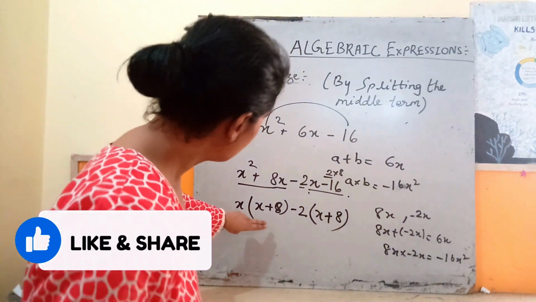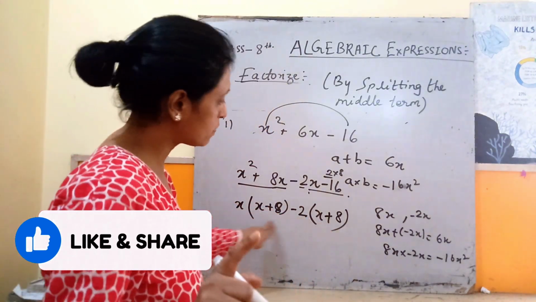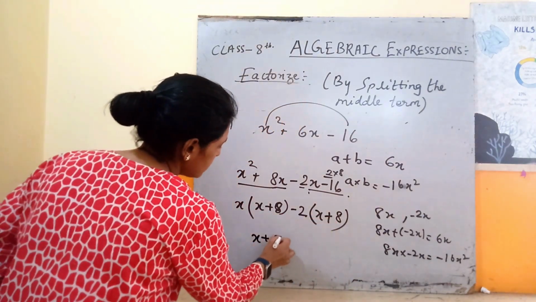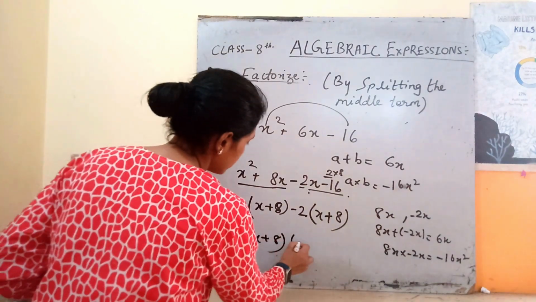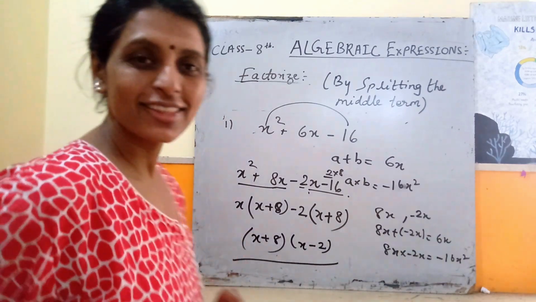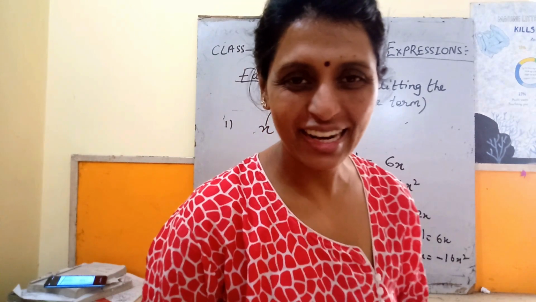Now you can see that the left out terms in both the pairs are the same: x plus 8, x plus 8. So x plus 8 can be taken as common, and we are left with x minus 2. So this is the way we have to factorize by splitting the middle term.